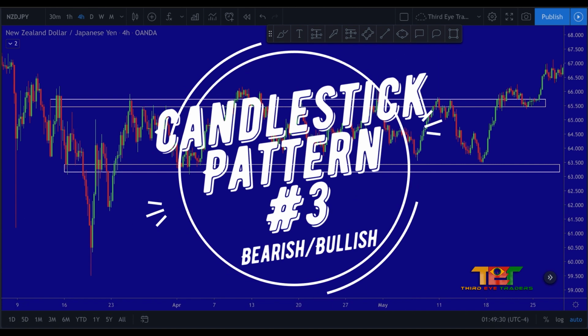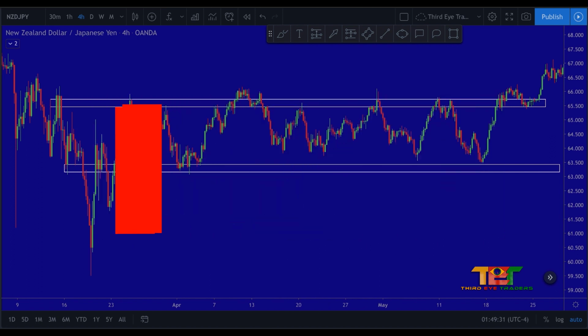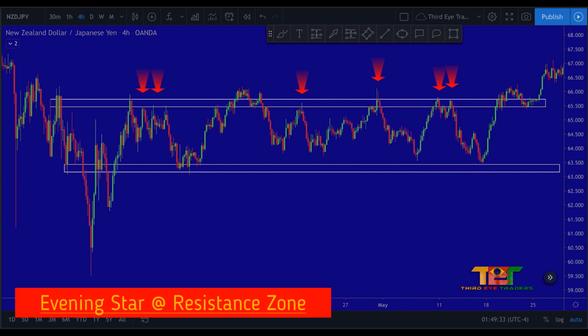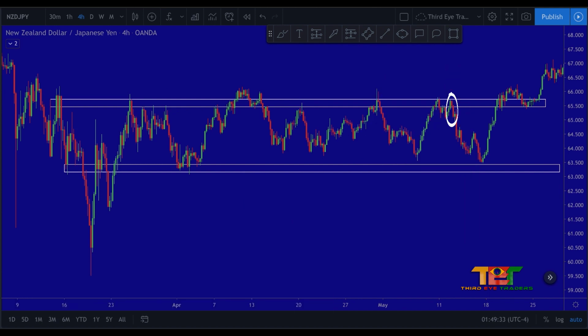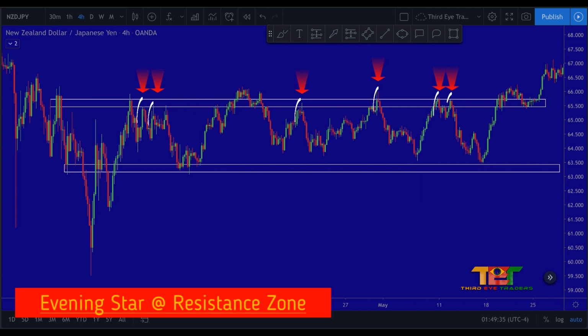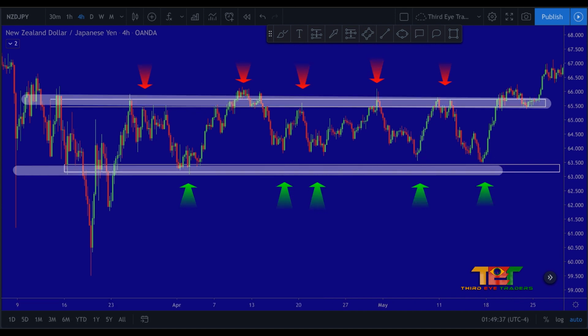And the third pattern is one of the same that happens at both ends of the market. They are known as the morning and evening star pattern. The evening star occurs at the top of an uptrend, while the morning star occurs at the bottom of a downtrend. However, these are the only patterns we look for because they are most effective at major key areas such as support and resistance zones.